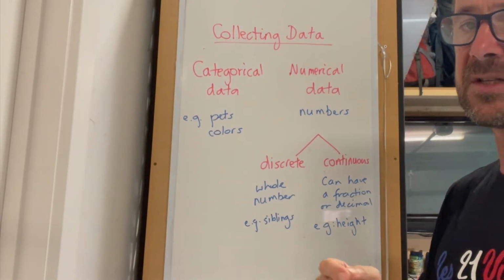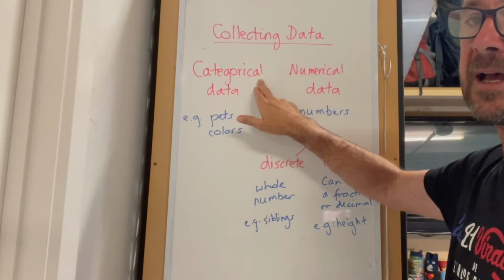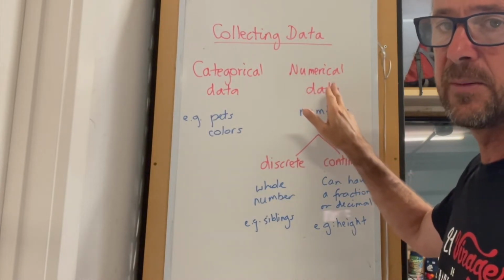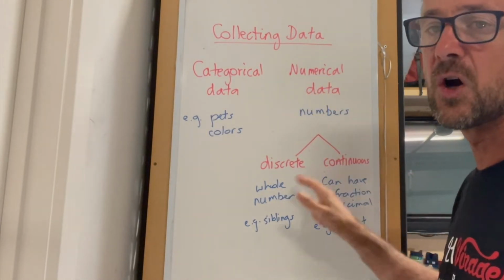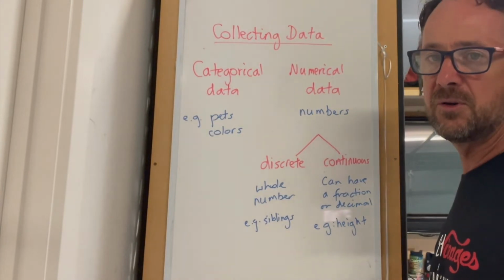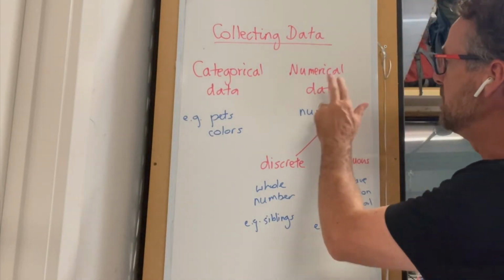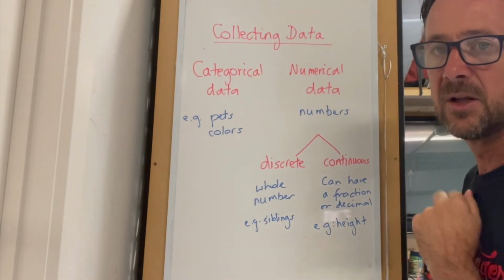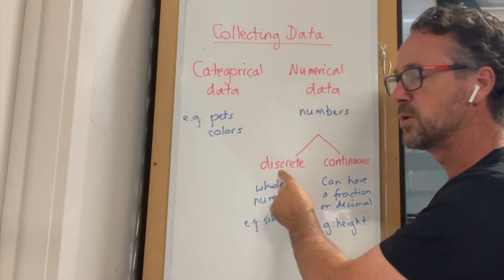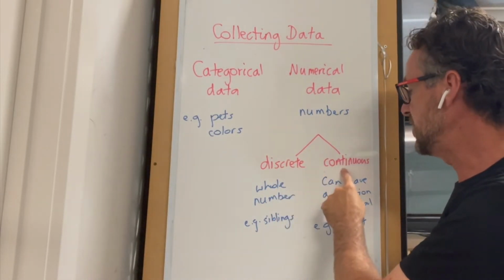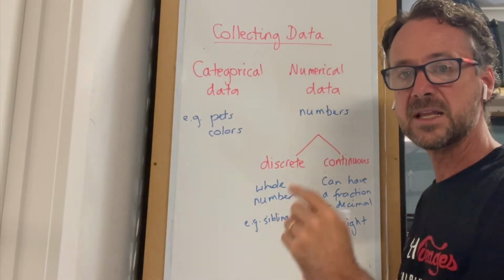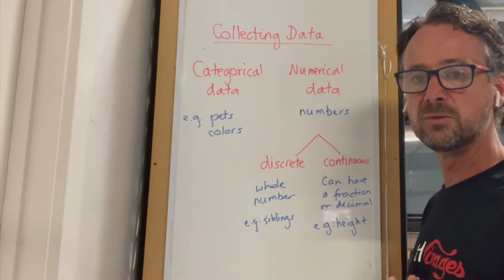Typically you get asked about categorical data, and then rather than asking you about numerical data, they'll ask you about the types of numerical data. So when you give a numerical data response, it'll be one of two types. It'll either be what we call discrete, or it'll be continuous.